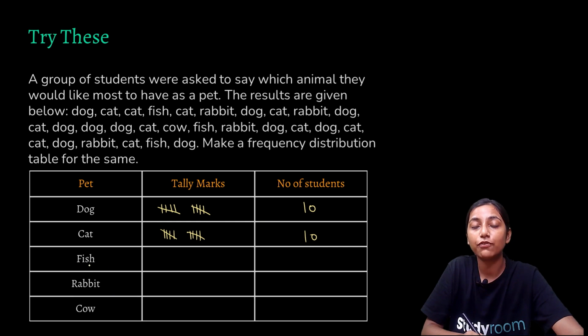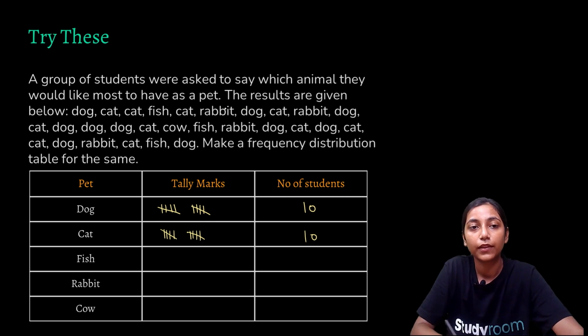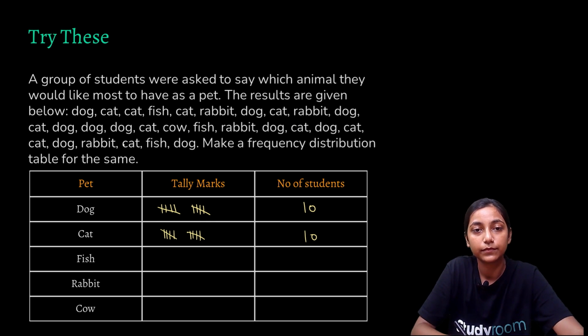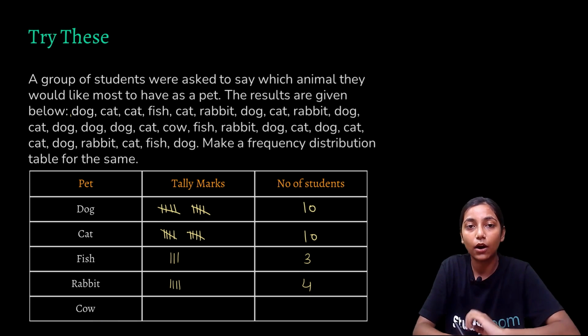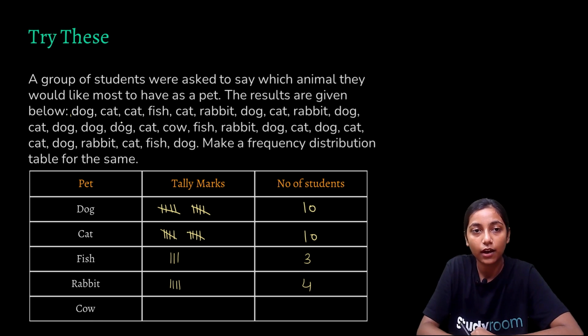Now we have to find for fish. So for fish, 1, 2, 3. We have only 3. Now for rabbit, check from here. 1, 2, 3, 4. There are 4 students who want rabbit as their pet. The last one is cow. Now you can see for cow, we will begin from here. Cow, we have here 1.